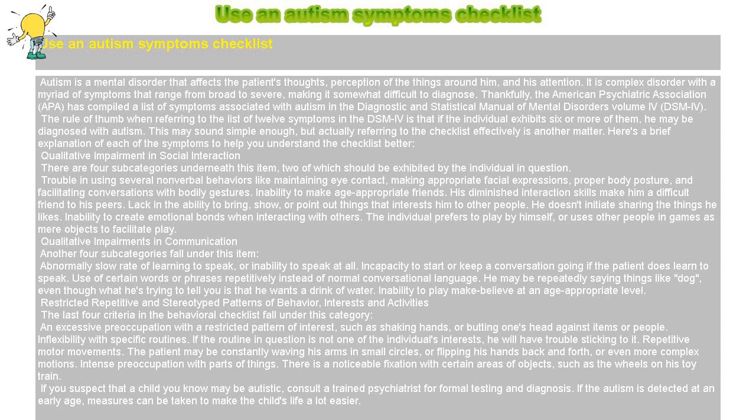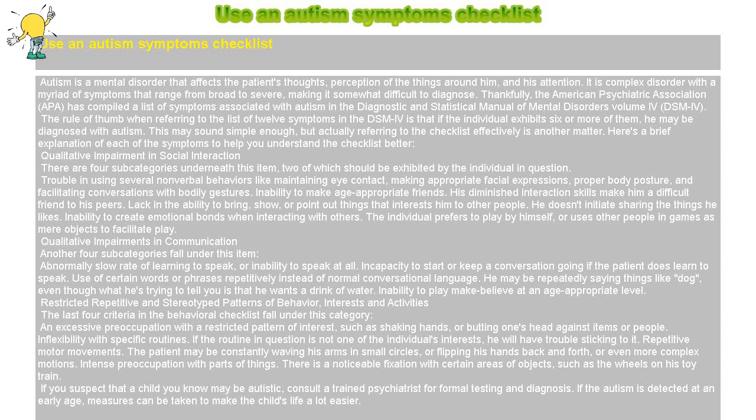He may be repeatedly saying things like dog, even though what he's trying to tell you is that he wants a drink of water. Inability to play make-believe at an age-appropriate level. Restricted, repetitive and stereotyped patterns of behavior, interests, and activities. The last 4 criteria in the behavioral checklist fall under this category.